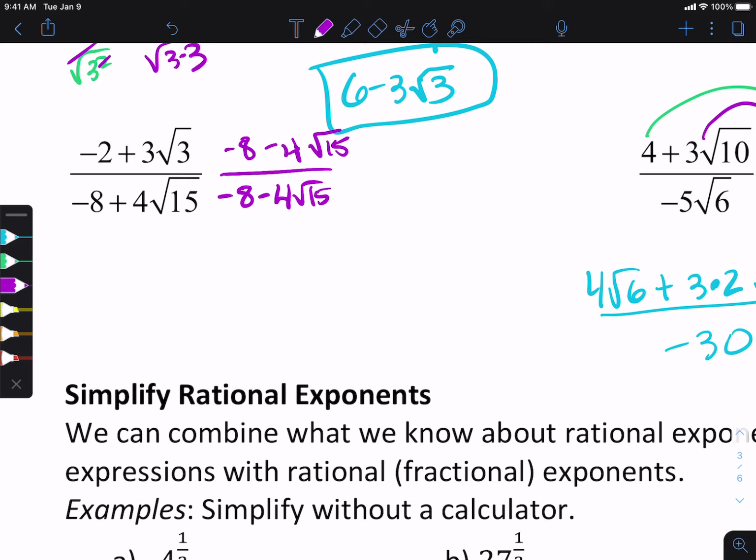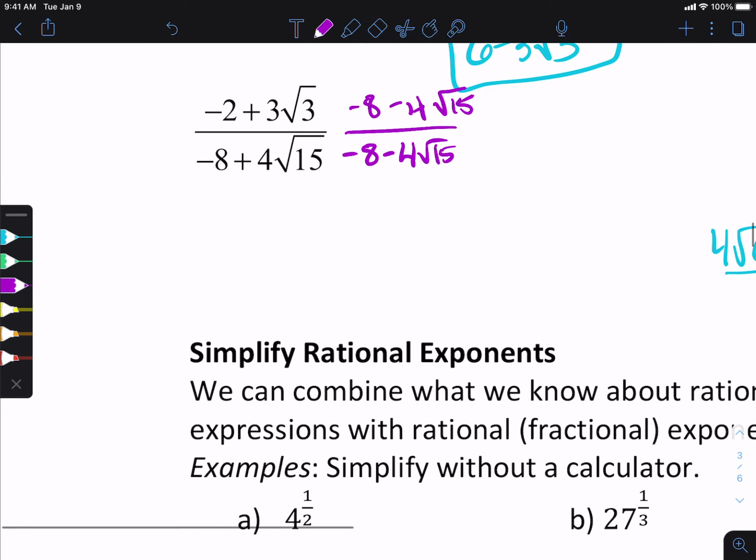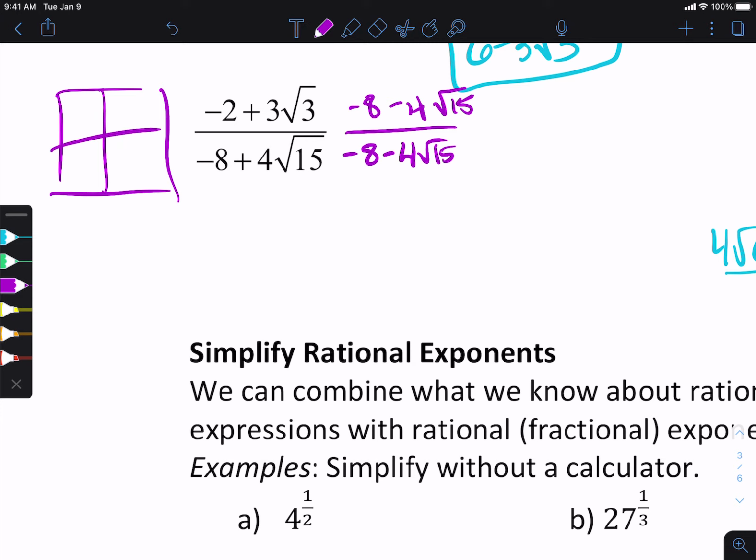Okay? Now you may set up your boxes off to the side, so you may want to do negative 2, 3 root 3, and negative 8 minus 4 root 15. And then you've got this is positive 16. The negative 8 times the 3 is negative 24. Keep the root. And then you do the negative 4 times the 2, which is negative 8, which is positive 8. Then keep the root. And then we multiply the negative 4 times positive 3, which is negative 12.